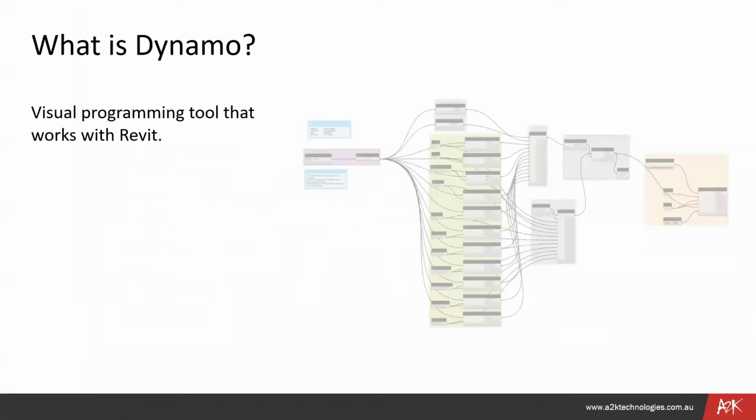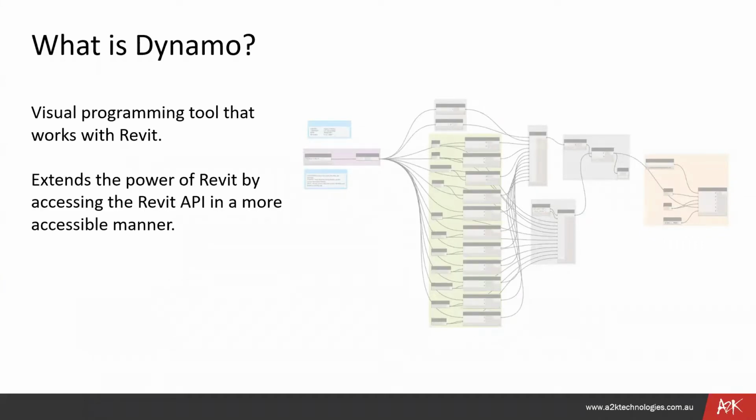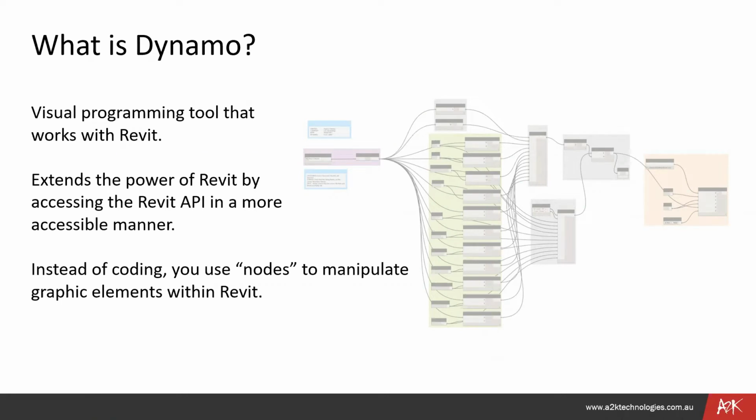So what's Dynamo? It's basically a visual programming tool, and it works inside Revit. It extends the power of the Revit by accessing the API easier, basically. Instead of coding, so we're sort of going really down into that coding path, you really use these nodes, which give it that more visual appearance, to manipulate your elements within Revit.